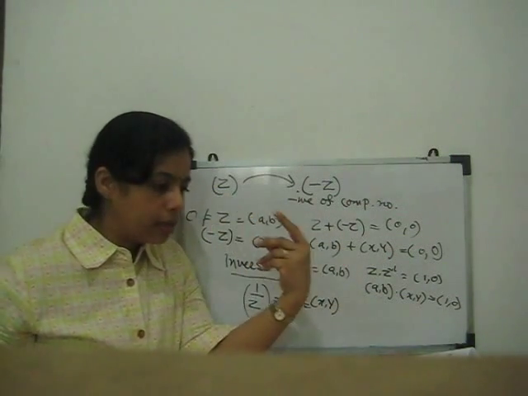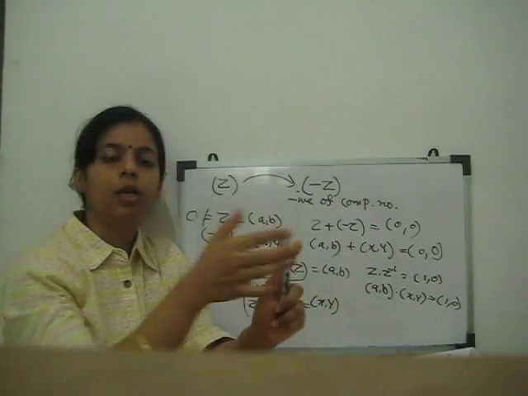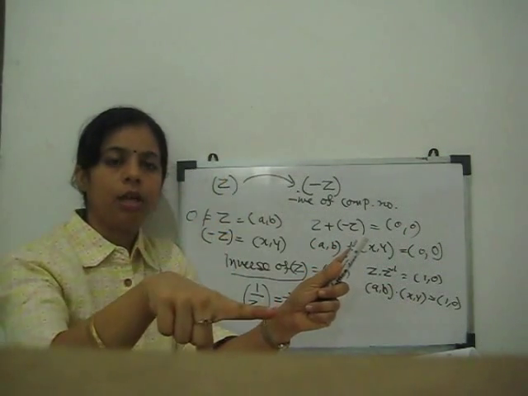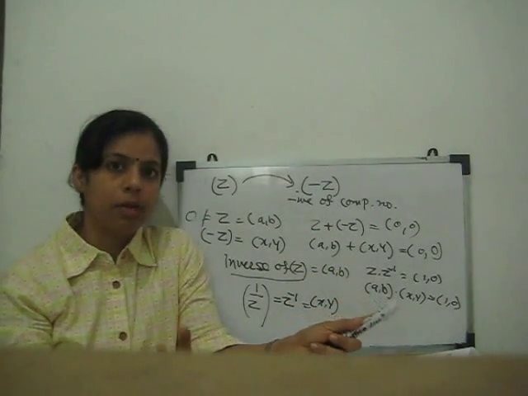Clear? Next is the difference. Previously we talked about addition. Addition of two numbers is real part with real part, imaginary part with imaginary part, and we talk about the multiplication.